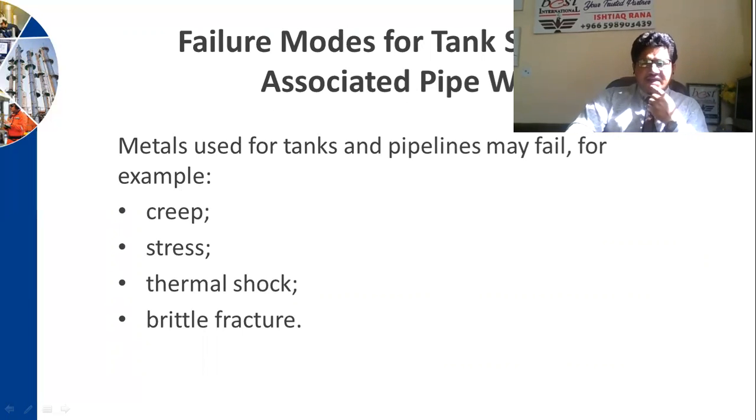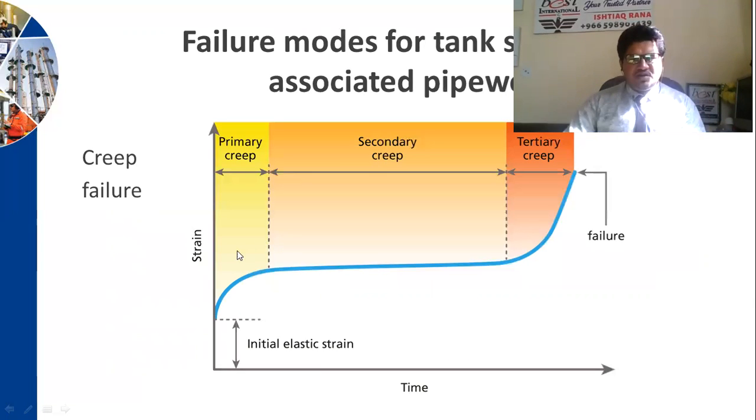Now, failure modes for tank shells and associated pipe work: metals used for tanks and pipelines may fail. For example, creep, stress, thermal shock, brittle fracture. All these factors must be considered in liquid storage. Look at how the strain and time combination appears in creep failure. Initial elastic strain is there, then primary, then secondary, and then tertiary creep. So it's a failure.